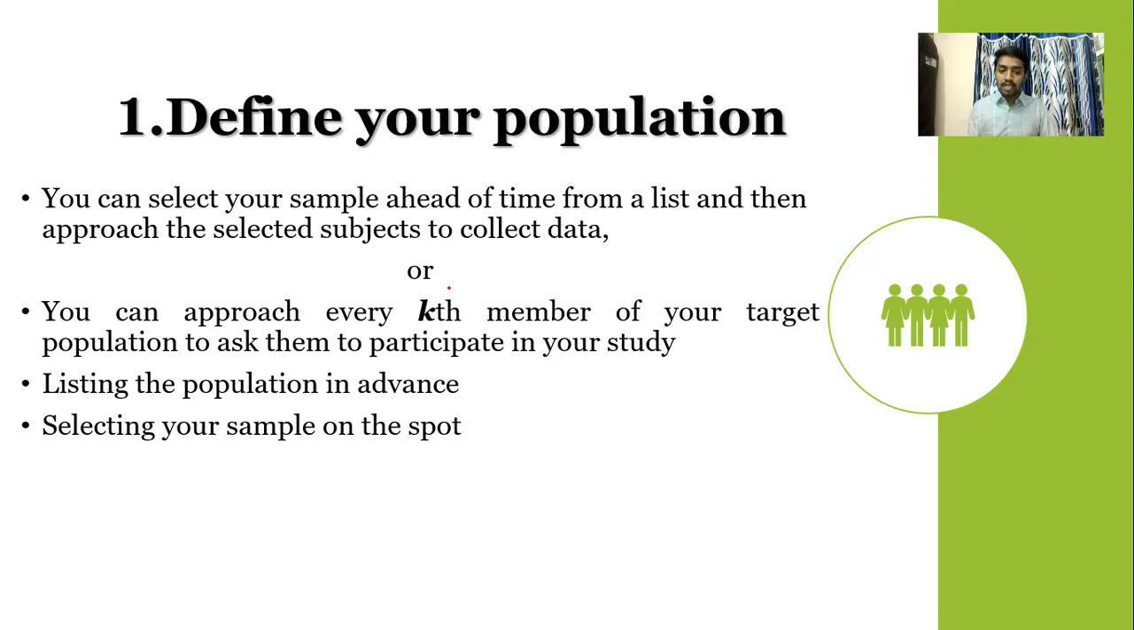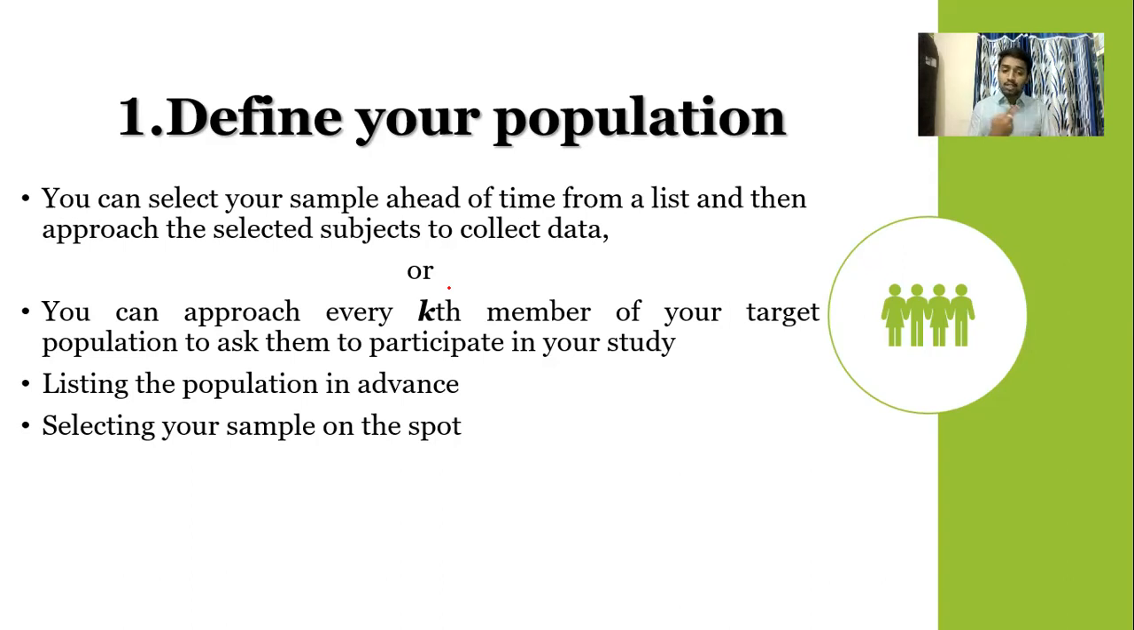So the kth member of your target, where k is the regular number. As I said in the example, we are going to choose every 7th individual who visits the mall, and take their feedback and opinion regarding their experience in the mall. So every 7th individual will be my target audience. I'm defining my population as every 7th visitor. So 7 will be my regular interval.